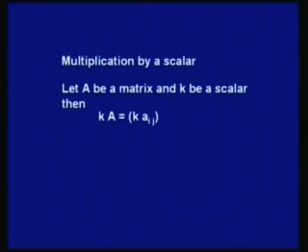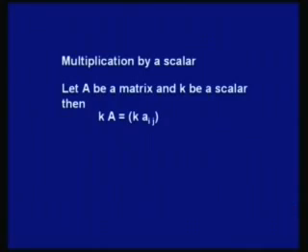Now we discuss another operation performed on matrices, and that operation is multiplication by a scalar. By this I mean that if a matrix A is given and K is a scalar, then the matrix KA is obtained by multiplying each element aij of the matrix A by K. So this matrix Kaij is the matrix obtained by multiplying by the scalar K.